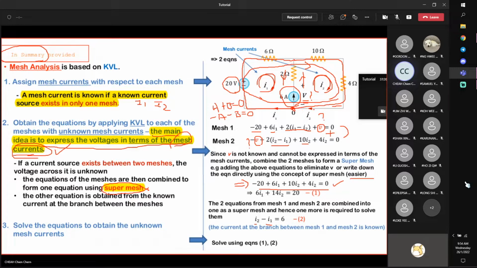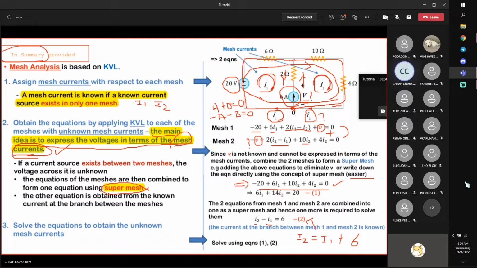If you are confused, you just take Kirchhoff current law here. This is I2, this is I1, correct? So inflow equals outflow, meaning that the I2 inflow is equal to the outflow, which is I1 plus 6. This is exactly the same as this equation. Therefore, this is my equation 2.